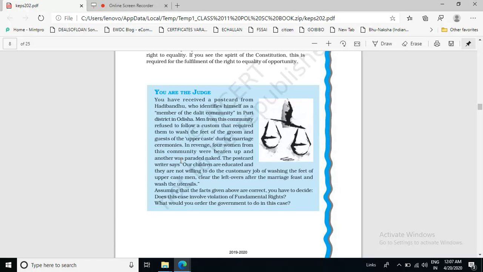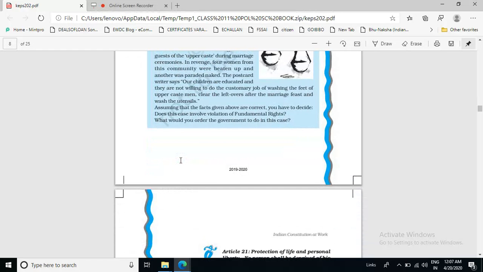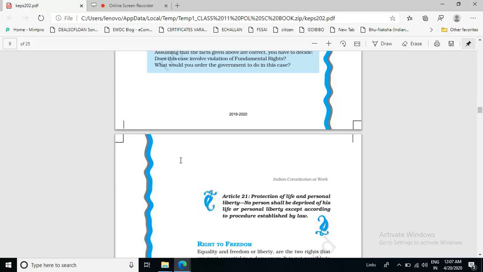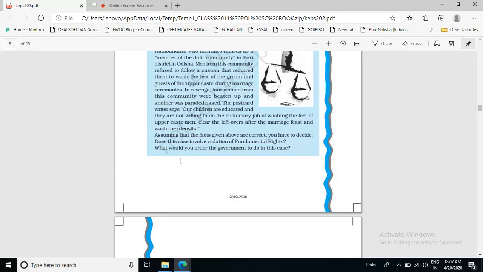So this kind of situation really exists, especially in our villages. This type of story you have also gone through in your class 8th SST book, and that was civics. So these things are happening in our society. ठीक है, so this type of inequality is not acceptable, and our constitution provides us the right to equality, and we must raise our voice against this kind of inequality.